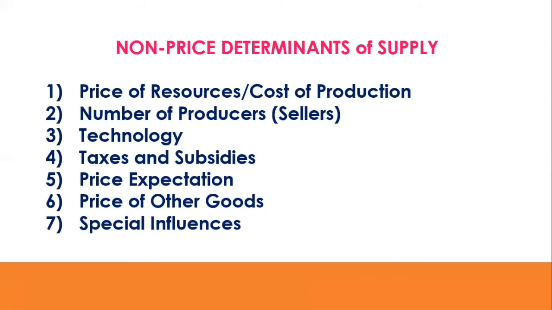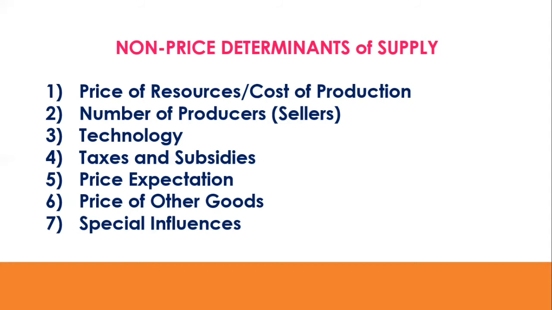So take note that in production, as discussed earlier, raw materials and laborers are needed, right? So if the price of your raw materials and wages of laborers increase, it means higher cost of production. So higher cost of production reduces supply of goods. And if that happens, then of course your supply curve will shift to the left.